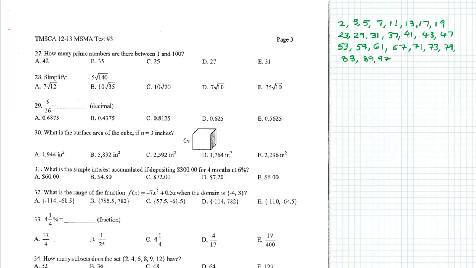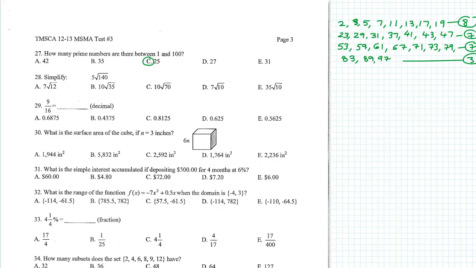In the first row we have 8, and then we have 7 over here, and then another 7, and then another 3. So 8 plus 7 is 15, 15 plus 10 is 25. So C is the correct answer. So there are 25 prime numbers between 1 and 100.